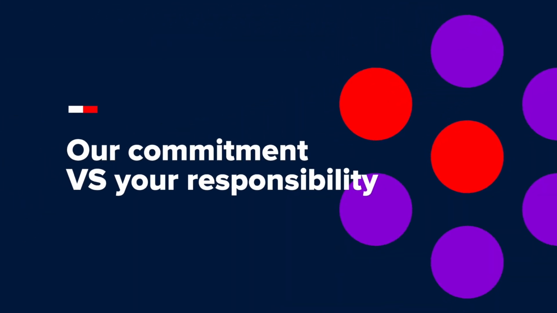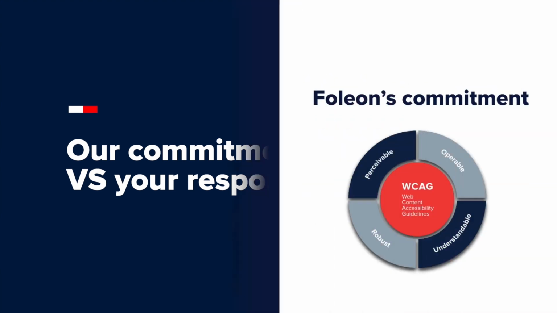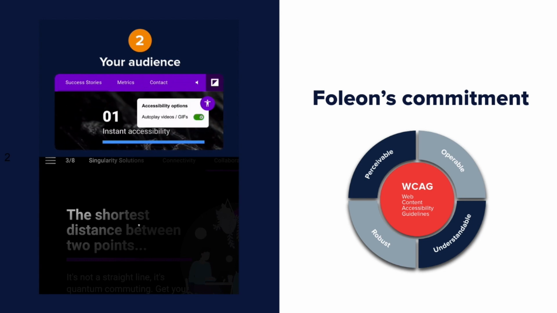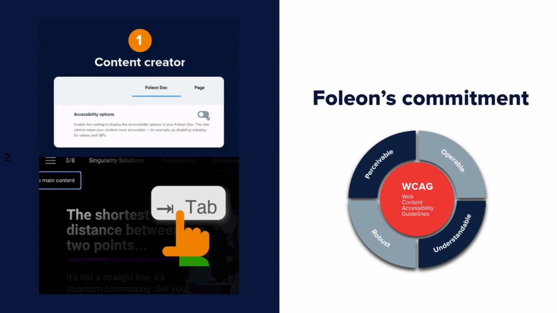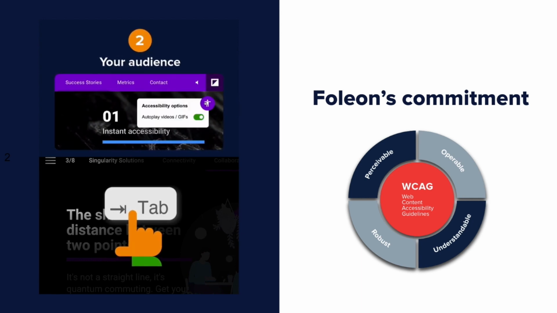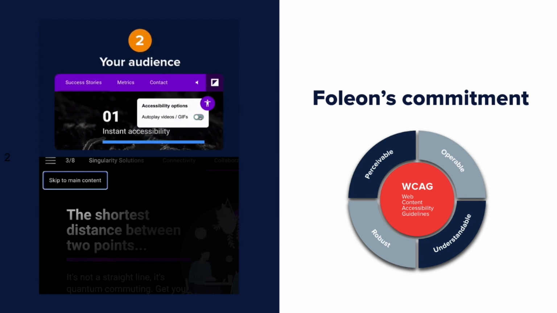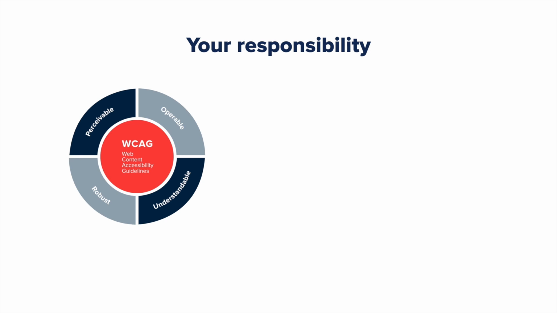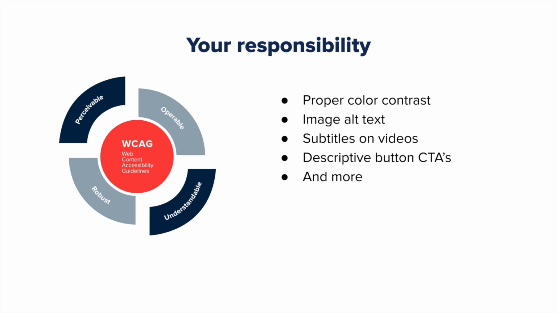Now, the big question: what does Foleon do to help you achieve these goals? Foleon is committed to providing you with software that is both operable and robust. However, it is ultimately up to you to apply the accessibility guidelines to the content experiences you create. We like to call this our commitment versus your responsibility. You, as a content creator, are responsible for most of the perceivable and understandable aspects of the WCAG guidelines, which we'll cover in upcoming videos.